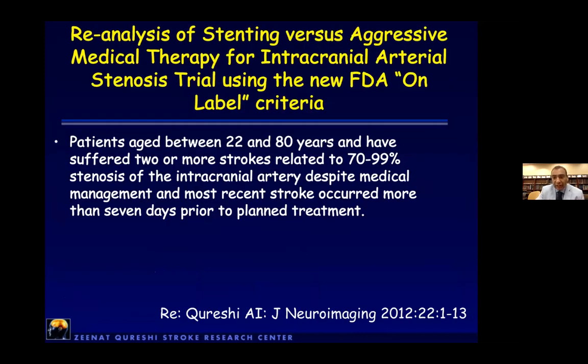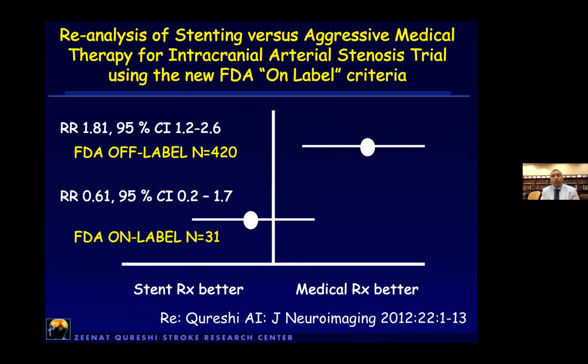So now we reanalyze the SAMMPRIS data after applying the on-label criteria. Using the new FDA on-label criteria, what would the results of the SAMMPRIS trial look like? Again, these patients have 70 to 99% stenosis of the intracranial artery, have failed medical treatment, and the most recent stroke occurred more than 7 days prior to the treatment. If you look at the on-label patients in the SAMMPRIS trial, it's a small number, only 31 patients, compared to the off-label patients.